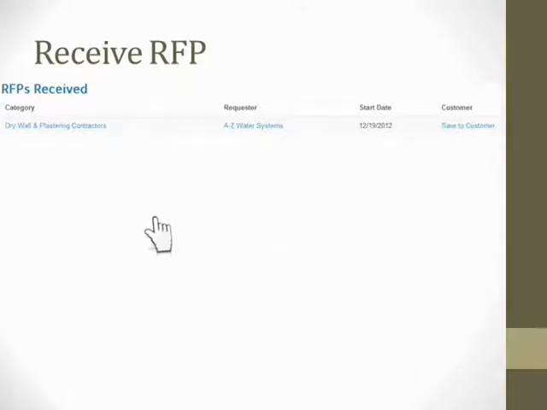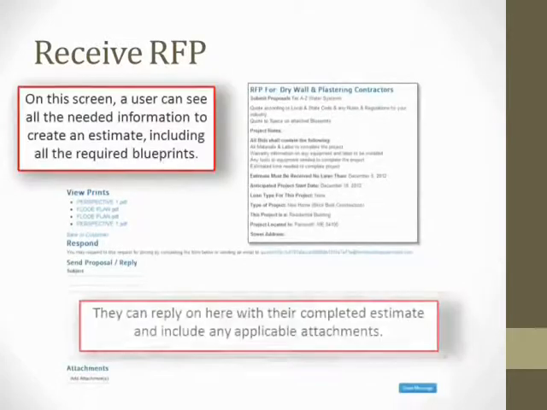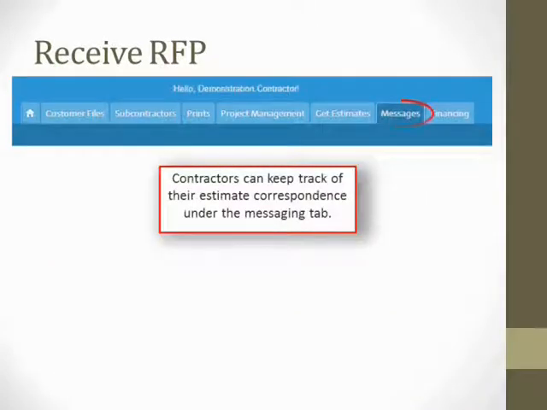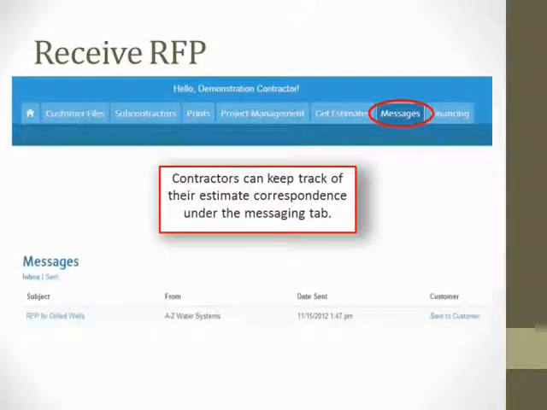They will see a list of all of the RFPs they have received. They can click on the job title to see the details of the project. Here they see all of the information sent by the contractor, plus an option to respond with their estimate, or to ask any questions they may have. Under the Messaging tab, you can track all of your correspondence. This helps you make sure that you never miss a message.